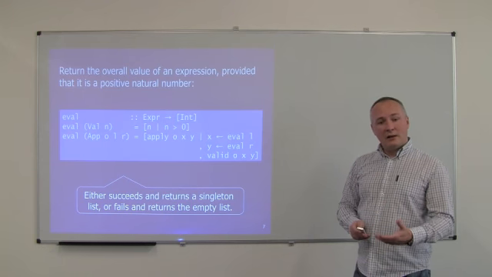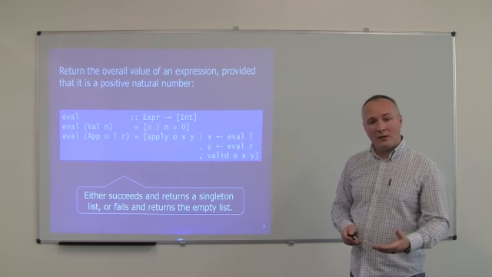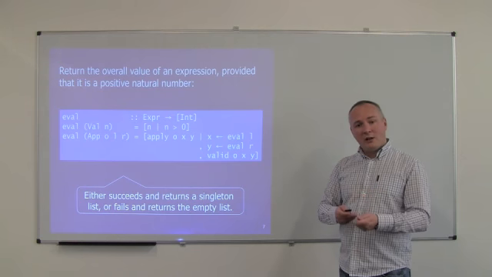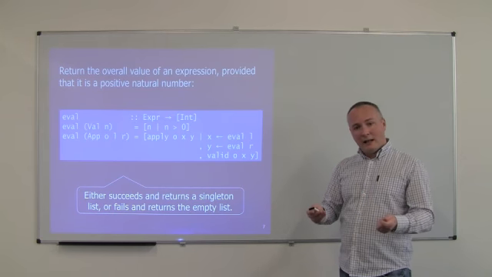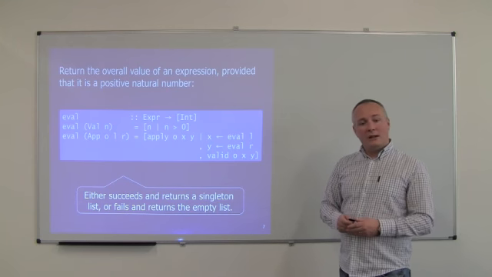And it may fail because of this constraint that we're not allowed to use 0, we're not allowed to use negative numbers, and we're not allowed to use proper fractions. So when we're evaluating an expression, if we go outside the realms of positive natural numbers, then we're going to need to fail.